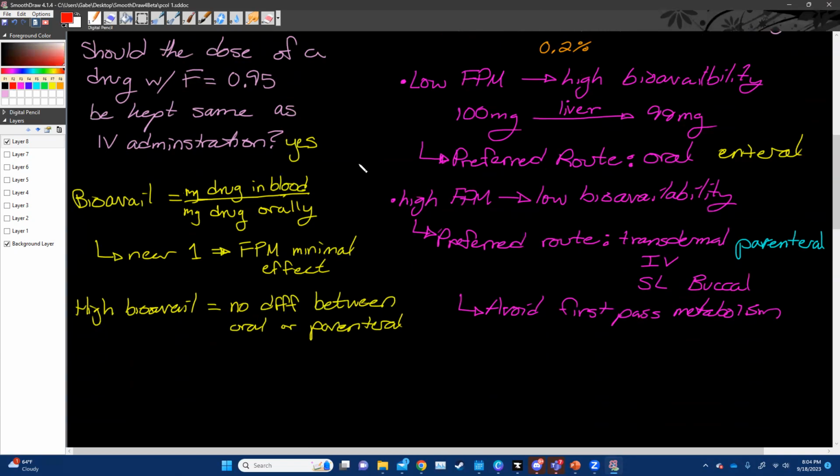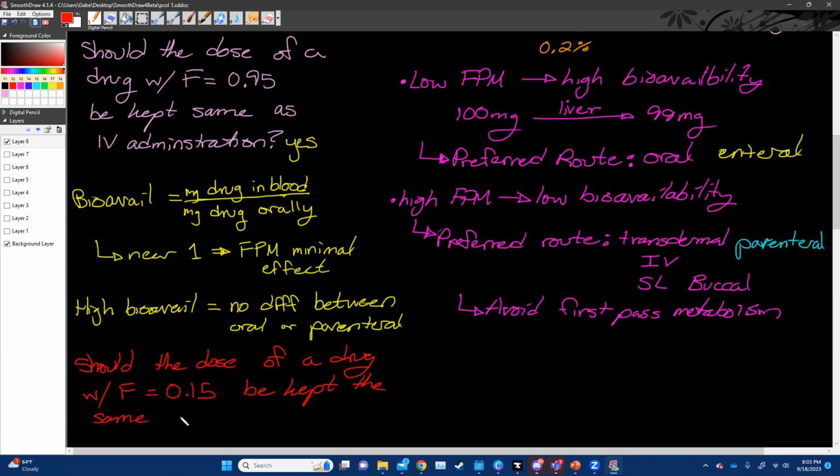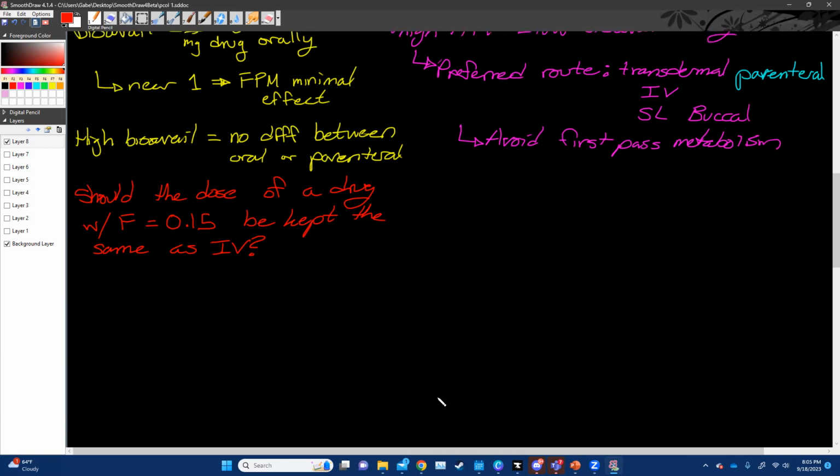What he would probably give you on the exam, if he was to ask a question like this, is should the dose of a drug with a bioavailability of 0.18, I'll make it easy, 0.15, be kept the same as IV? So should the oral and the IV dose be the same for a bioavailability of 0.15? I would say no. And let's take a look.